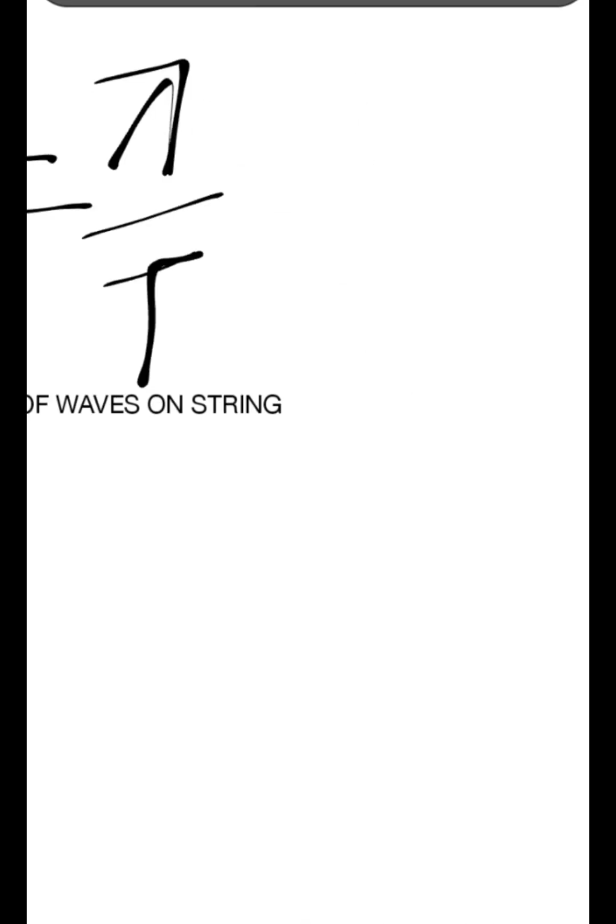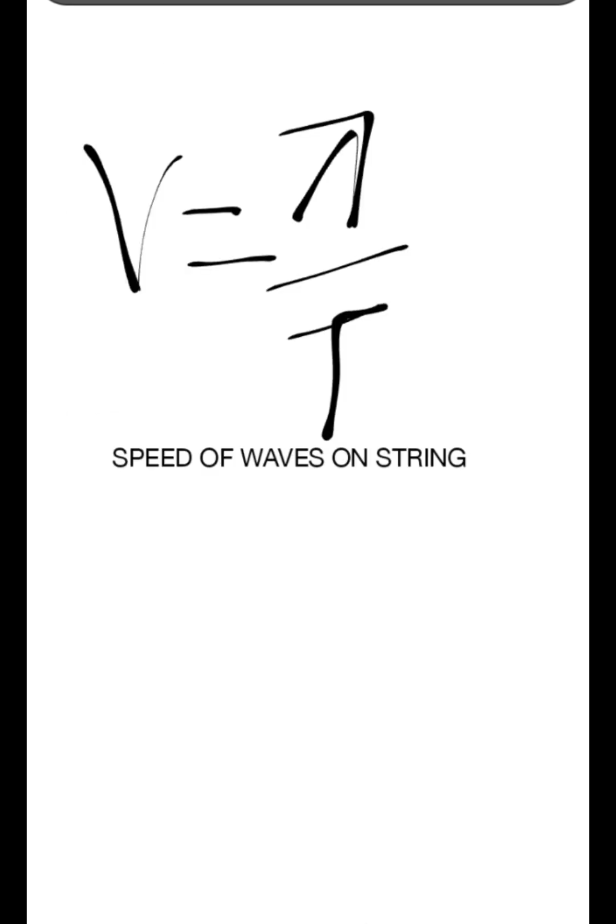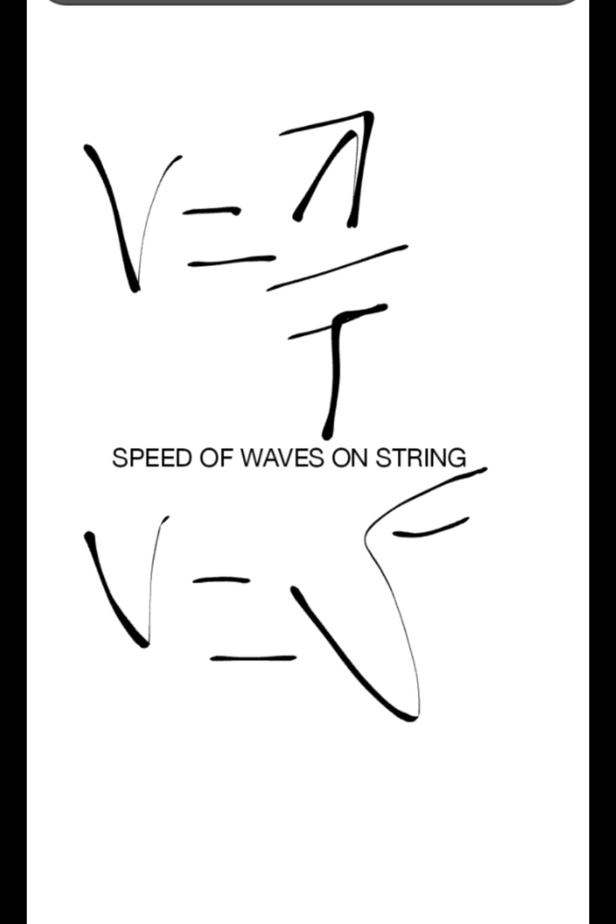So let me write it. Speed is equal to the square root of tension over linear density, where linear density is equal to mass over length of the string.